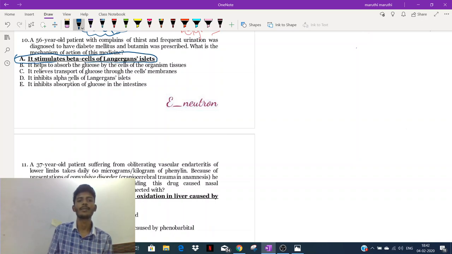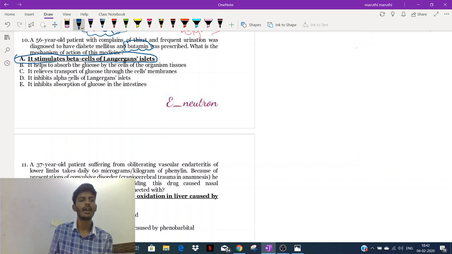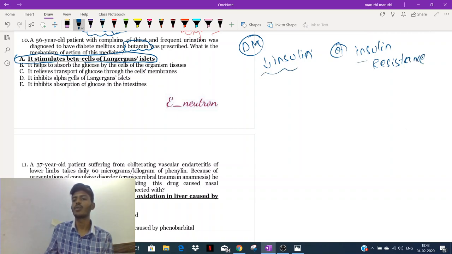Means butamine is a substance. We don't have a clear mechanism because I tried to find it, and I could not find what butamine is, because it's a defect in the translation of the questions. Well, it stimulates the beta cells of the Langerhans. Means a patient with diabetes mellitus will have decreased insulin or insulin resistance. Okay. When they have any of these factors, what will happen?